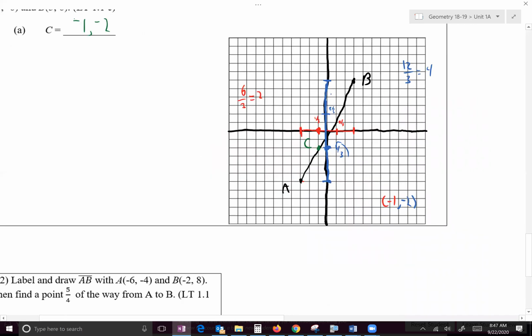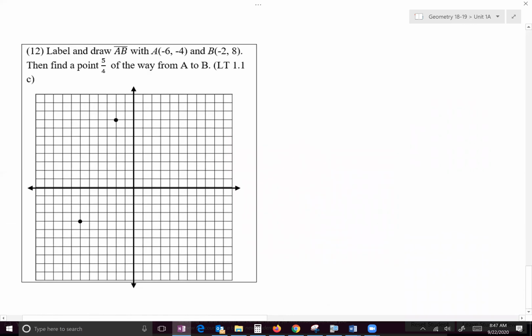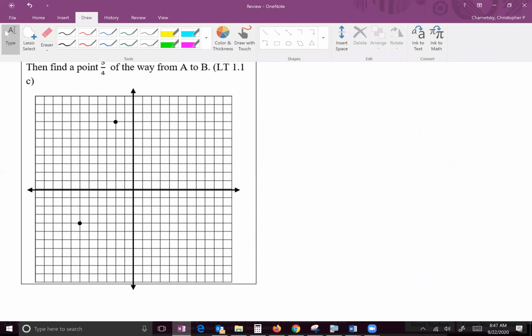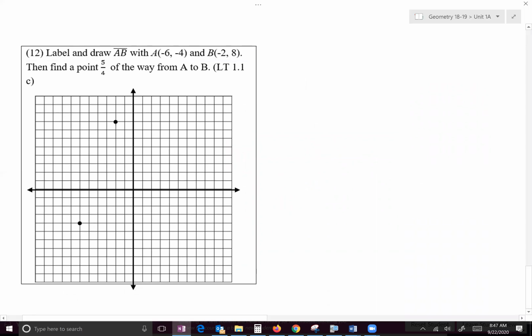Okay, those of you staying, I'll finish up this last one. So this one's nice to actually have the axes and the points. That saves me a little bit of time. Okay, A is at -6, -4, so that's A. B is at -2, 8. There's B. Okay, same sort of thing.